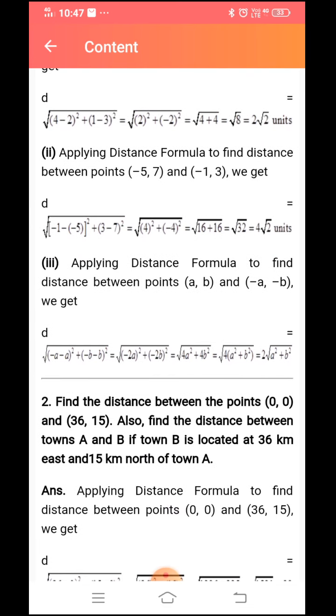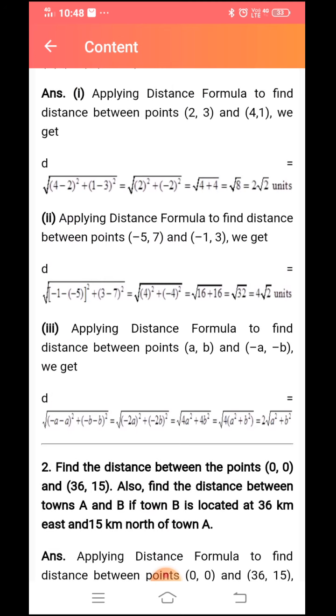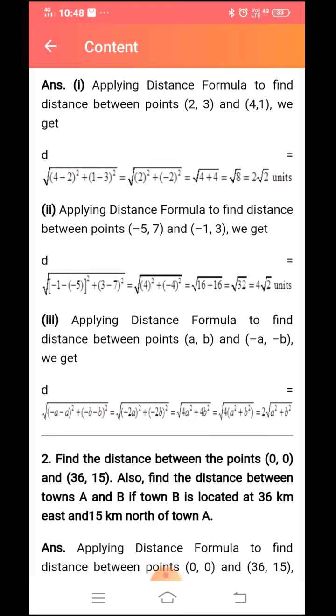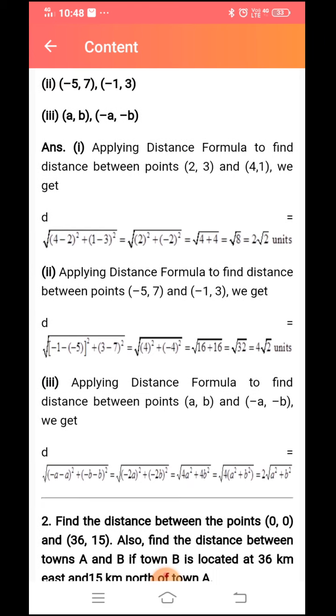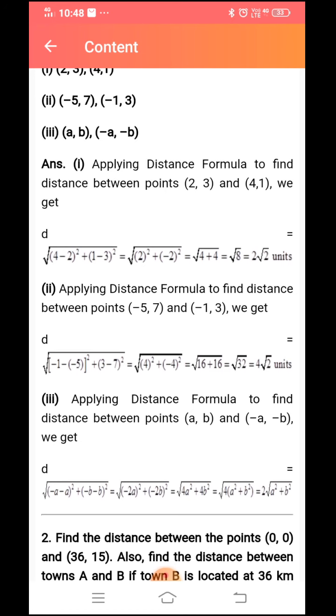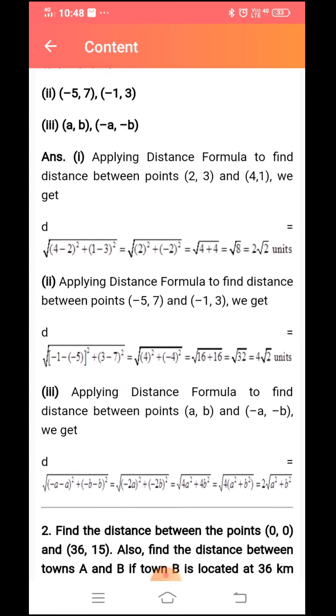That units is very important, because whenever we are writing a line segment length, how will we write? In the construction chapter also we have learned. Suppose let us draw line segment AB equal to 7 centimeter, or some unit we always denote. So here, generally, they didn't give centimeter or meter, so we should write units. In the answer step you have to write the distance between minus 5 comma 7 and minus 1 comma 3 is equal to 4 root 2 units. This is how your answer step should be.